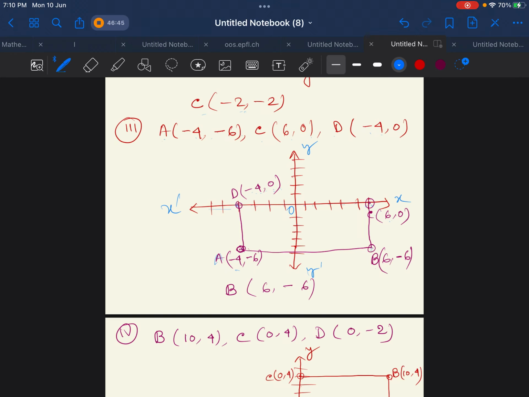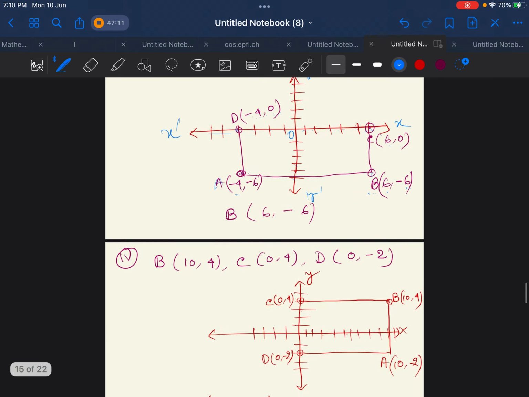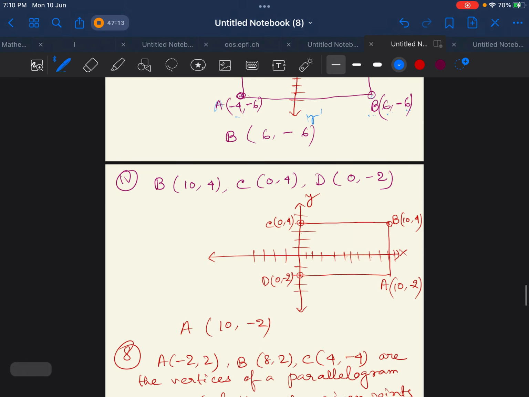Okay, now we have to calculate the coordinates of the point B. So here 1, 2, 3, 4, 5, 6, this is the right-hand side of the x-axis. Then the value of x, the abscissa, is positive 6, and the value of y is negative: 1, 2, 3, 4, 5, 6, so -6. So we get the point B (6, -6).